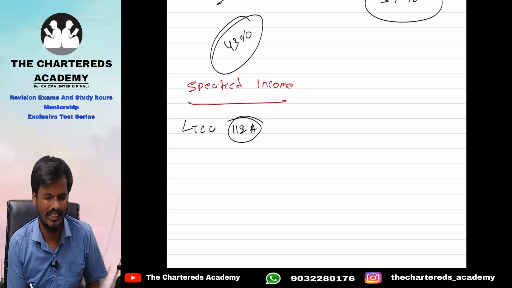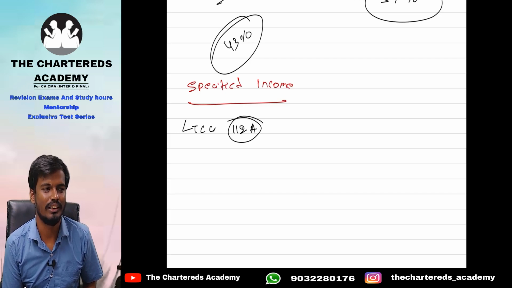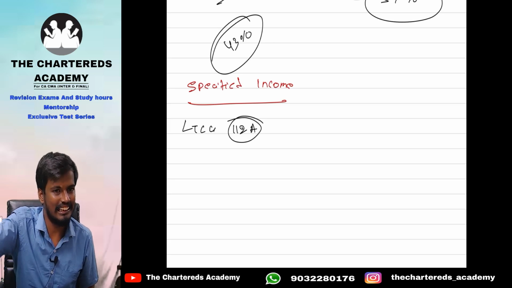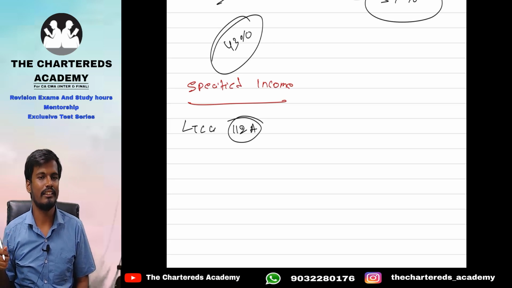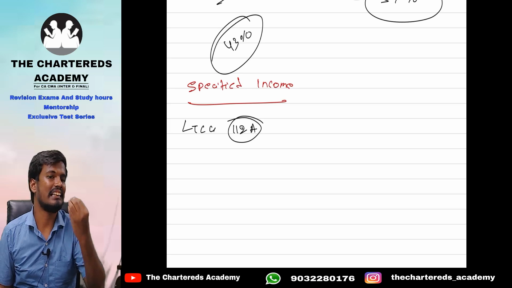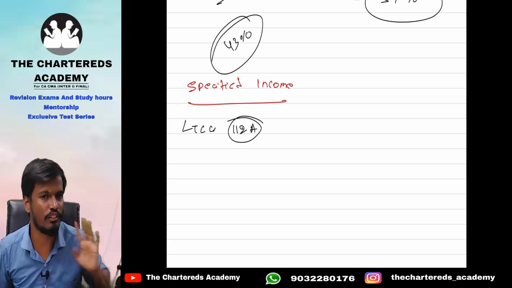What is the 112A, sir? Don't ask the question to me. The 112A means if any equity shares listed in the recognized stock exchange, you paid the STT at the time of purchase and at the time of sale, you will get the concessional tax rate of 10% in excess of 1 lakh.